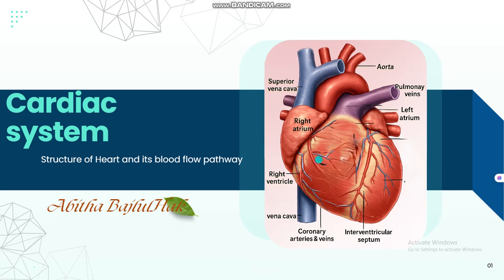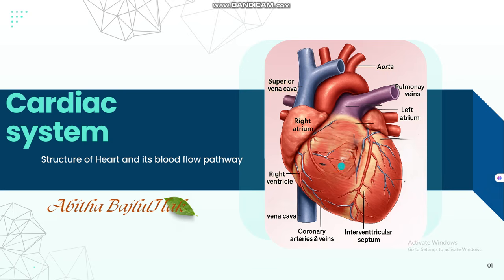Usually the heart has four chambers. It has two atria and two ventricles: the right atrium, the left atrium, and the two ventricles, the right ventricle and left ventricle. There are valves inside the heart that are not shown in this diagram. They are shown in the next diagram.